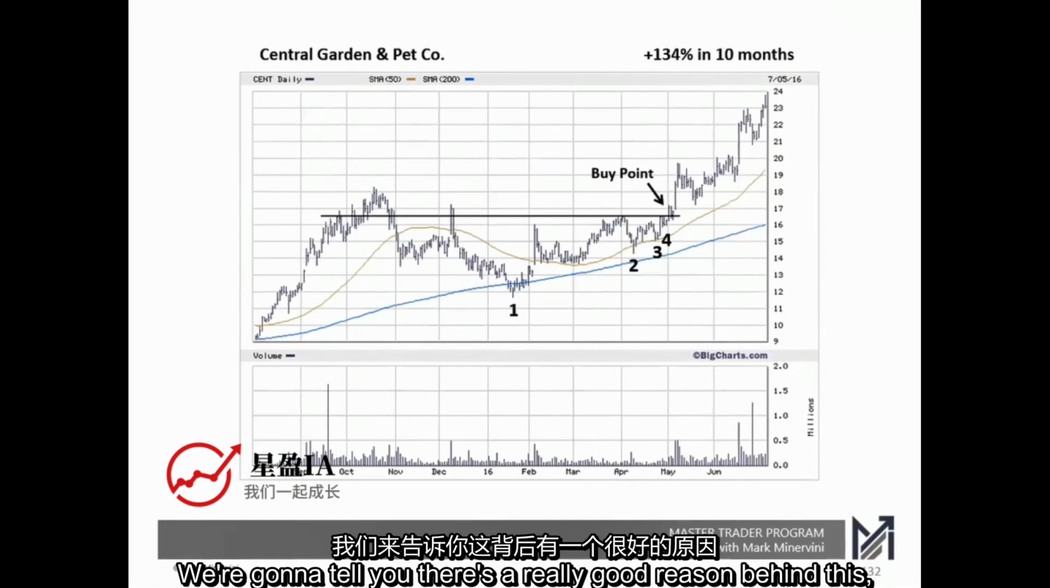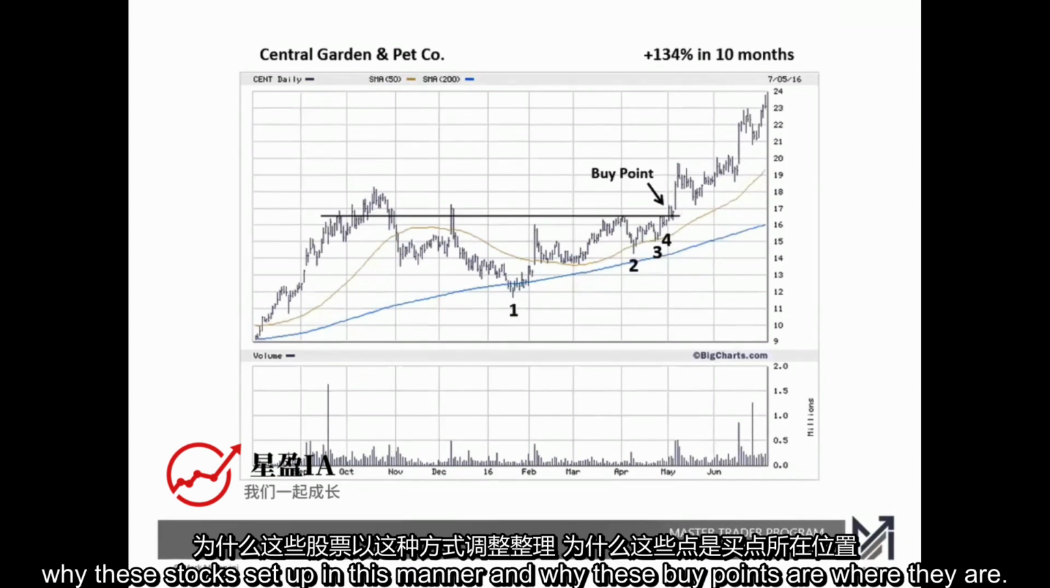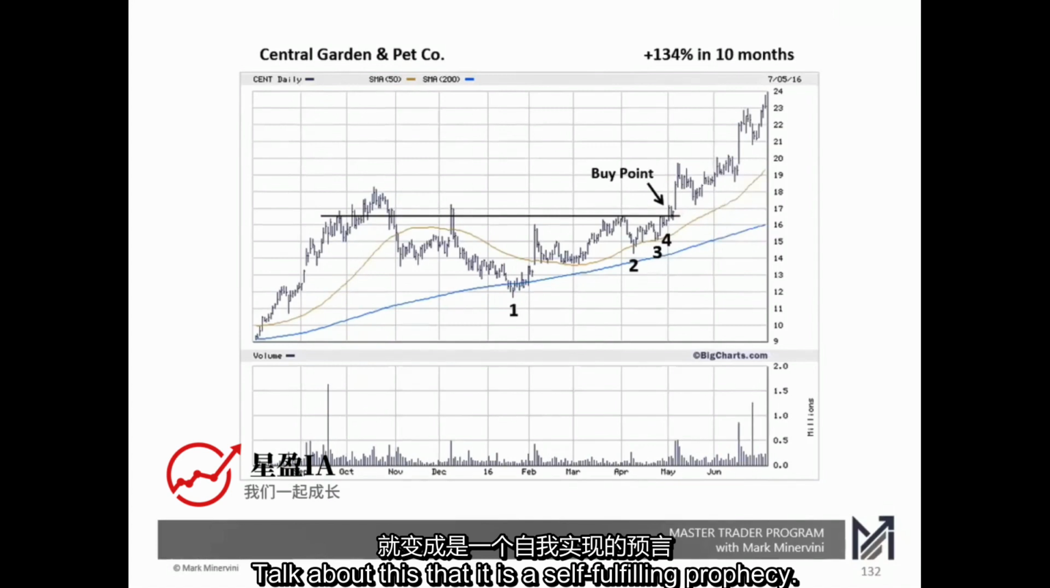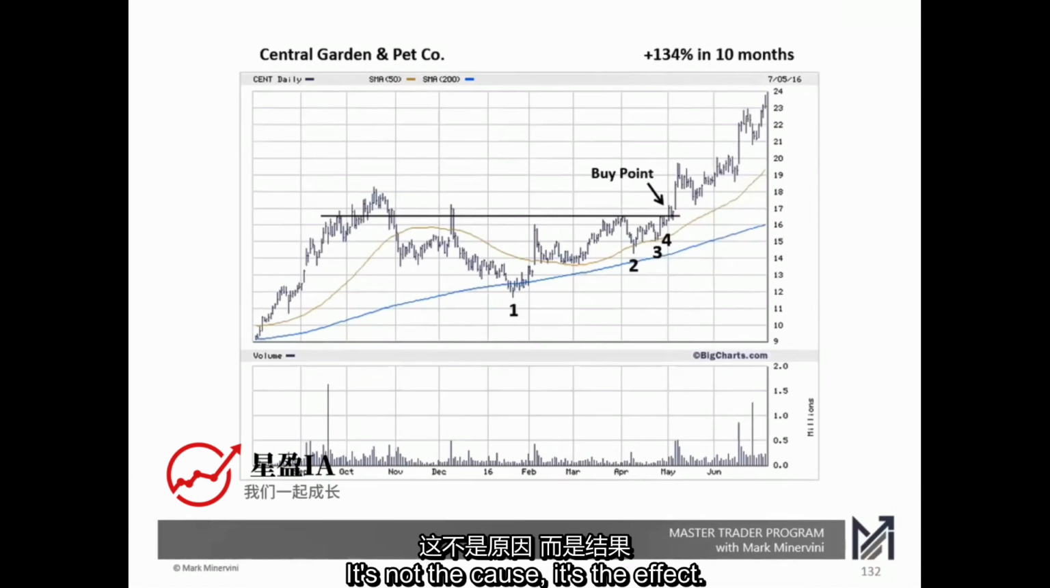Yeah, and we're going to tell you there's a really good reason behind this and why these stocks set up in this manner and why these buy points are where they are. Some people think it's just because guys like us, or so many people before us, talk about this, that it is a self-fulfilling prophecy. It's not the cause, it's the effect. And I'm going to get into that in a little while, and I think it'll be mind-blowing for you.